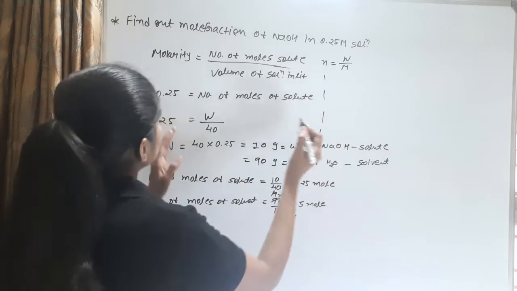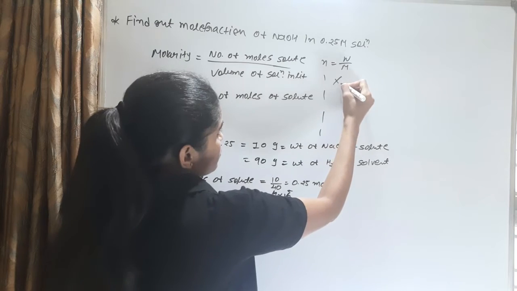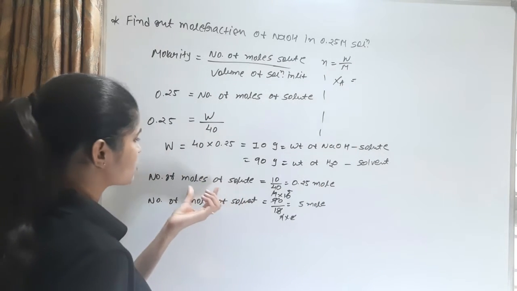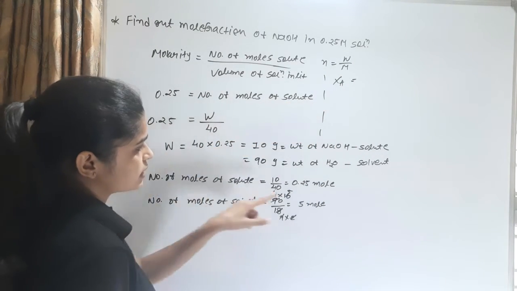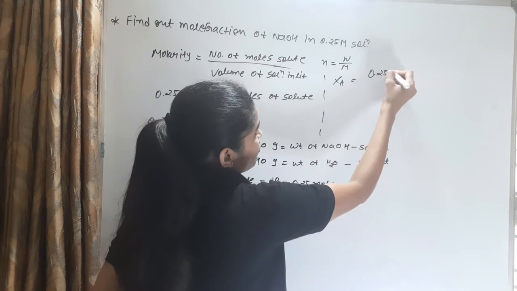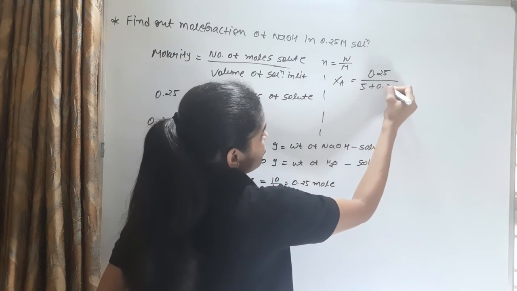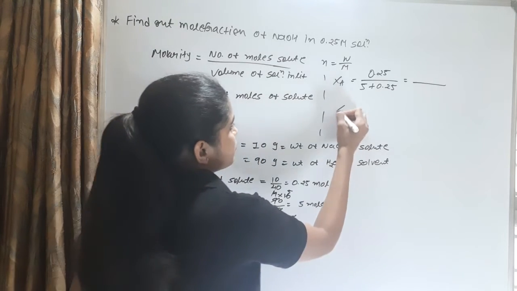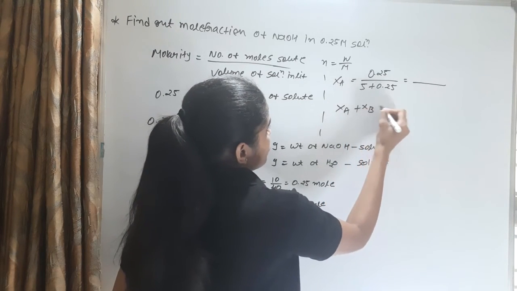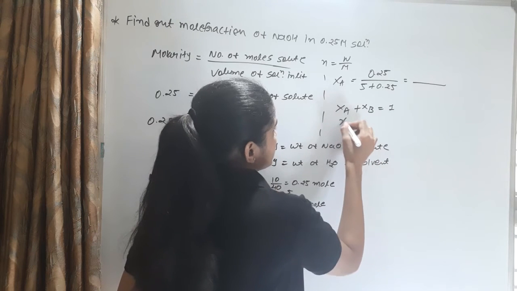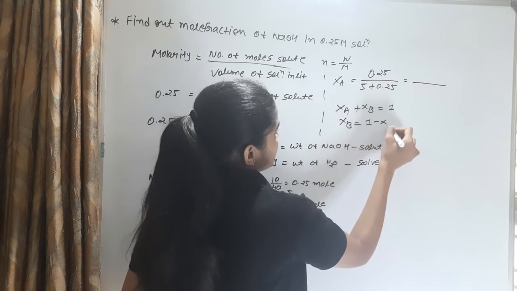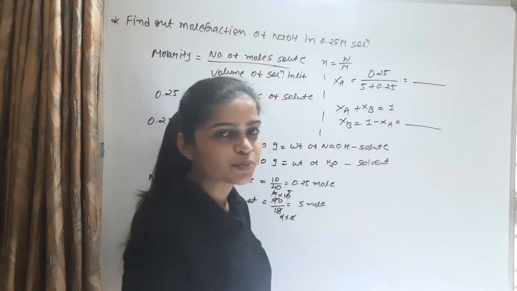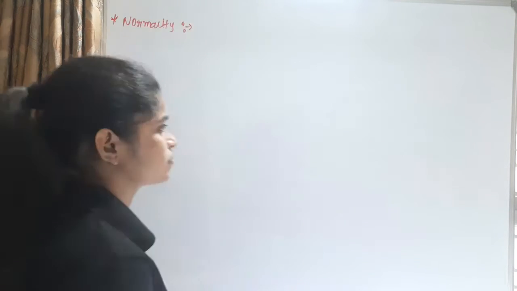Then we find the mole fraction. The mole fraction of A, meaning the mole fraction of NaOH, XA is equal to 0.25 divided by 5 plus 0.25. Then find the mole fraction of B. XA plus XB is equal to 1, so XB is equal to 1 minus XA. This is the answer for the mole fraction of H2O.